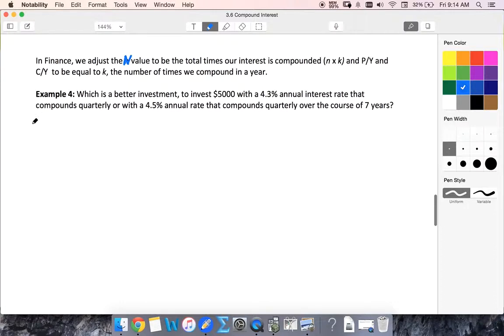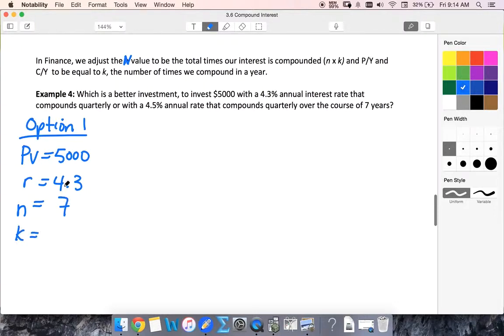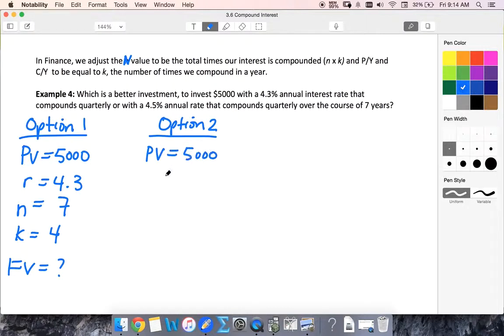So let's do this. So option 1, PV is 5,000, R is 4.3, N is 7 years, K compounds quarterly, that's 4 times a year, and the future value we don't know. Option 2, we're still starting with $5,000, but now our annual interest rate is 4.5.